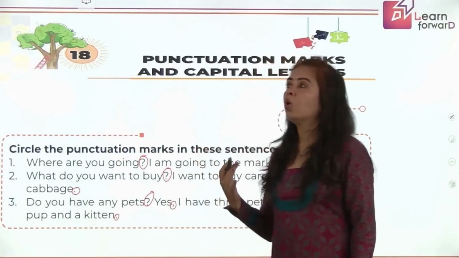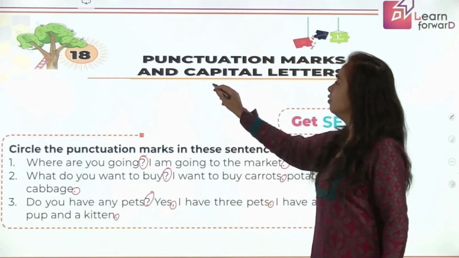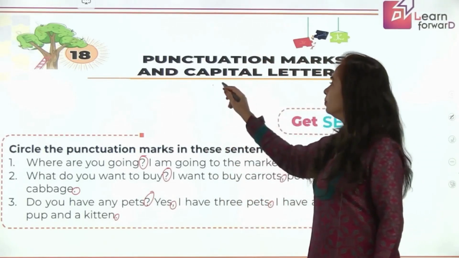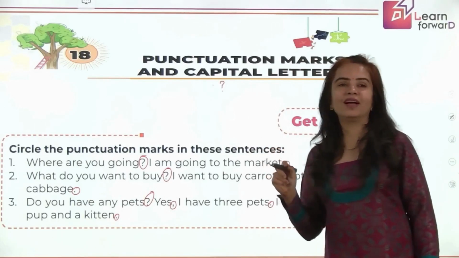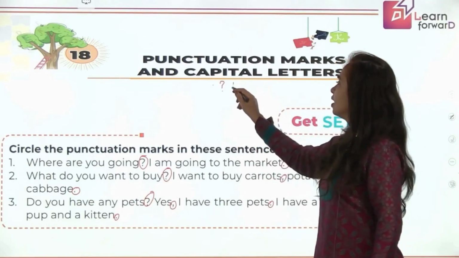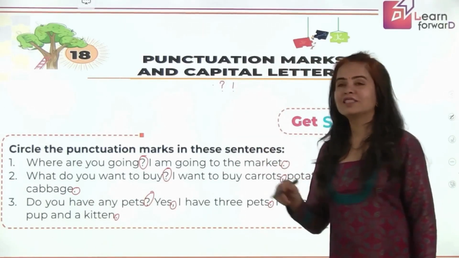So these are all punctuation marks. What are these? We have already learnt about full stop. We have learnt about a, very good, this is a question mark. This is mark of exclamation.